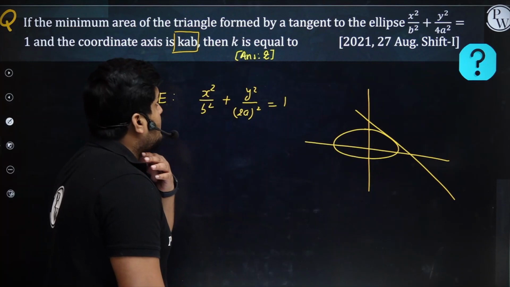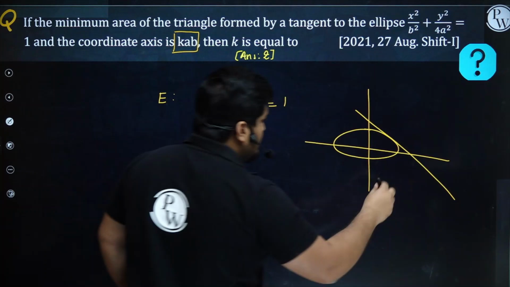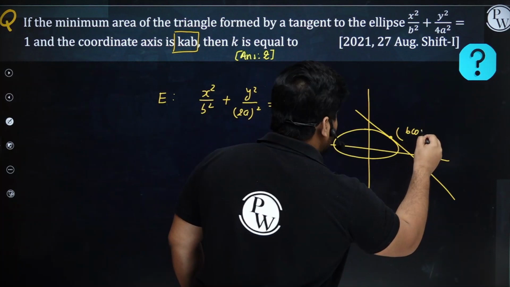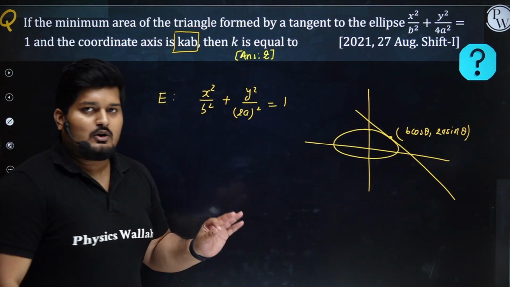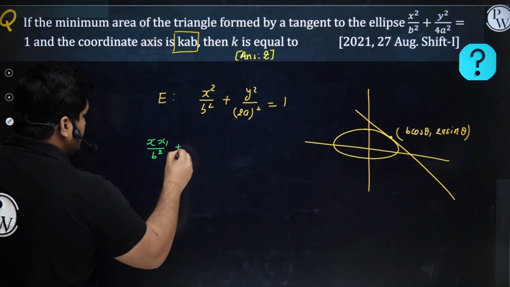The area we have to consider is with respect to the coordinate axes, so we need to write the equation of the tangent. What will be a general point on this ellipse? Again, the parametric point, which will be b cos theta comma 2a sin theta. Clear? At that parametric point, we know how to write the equation of the tangent. What is the equation of tangent? x x1 by b square plus y y1 divided by 4a square minus 1 equal to 0.